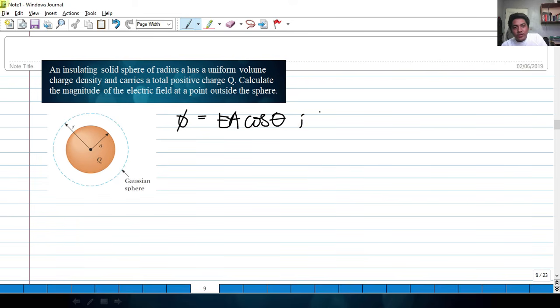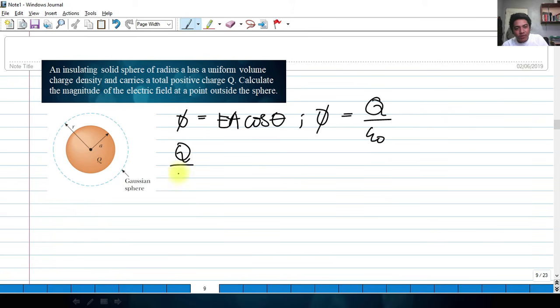The flux is also equal to what? By Gauss's law, that is Q over epsilon sub 0. And what we are going to do is to get the electric field at this point in space outside the closed surface. So, if this phi is equal to phi, we can actually what?